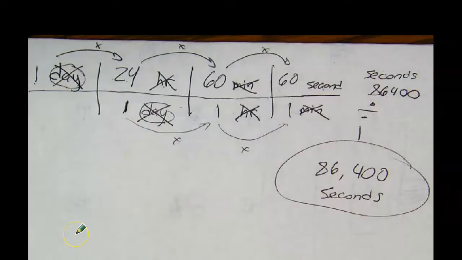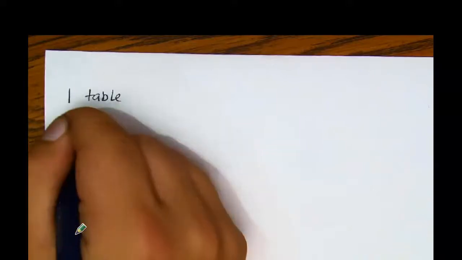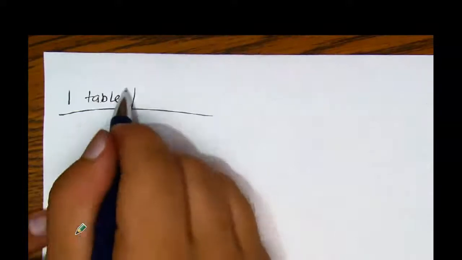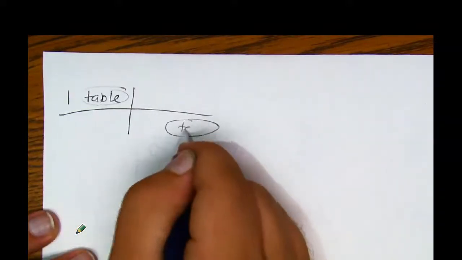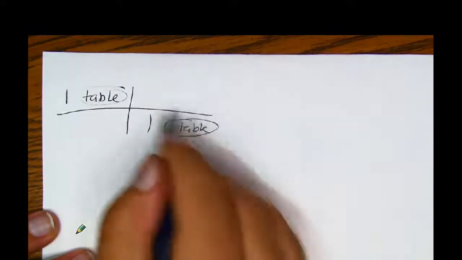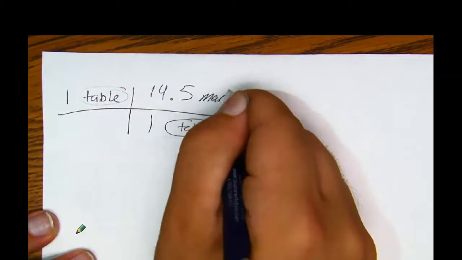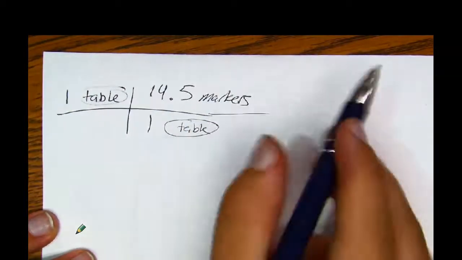What I did today was I measured my table using markers, and I'm going to give you an example of that here. So I measured one table, and it was 14 markers long. So since I have tables on top, I have to put table on the bottom. So one table was about 14 and a half markers. So that's step one.